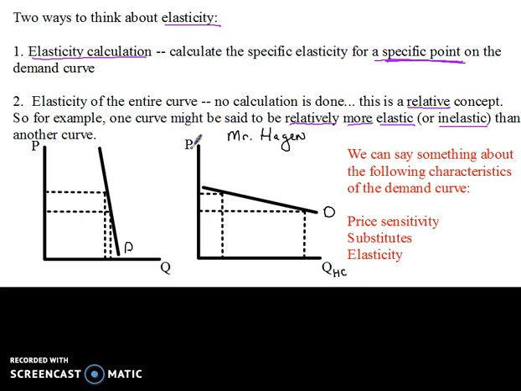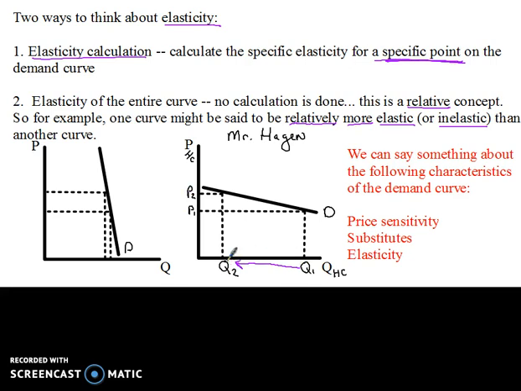So haircuts, that's my good. We have the quantity of haircuts and the price of haircuts, and we can say this: when the price of a haircut is P1, I will get Q1 haircuts. But if they raise the price, look what I do. I significantly reduce the number of haircuts that I get. So I am very sensitive to the price. If you raise the price on me, I'm out the door.